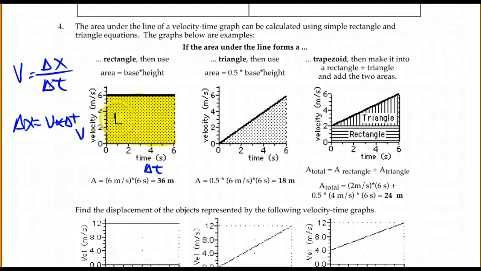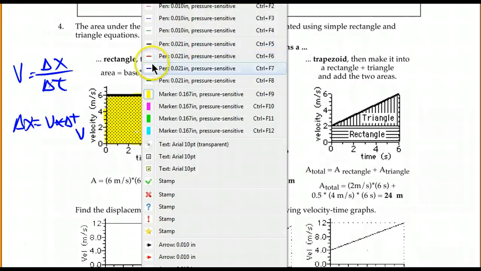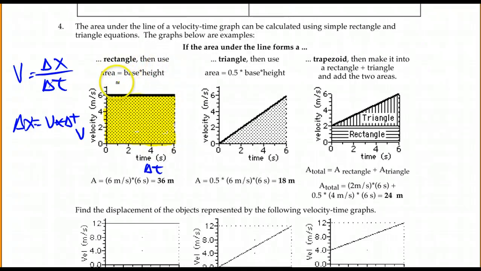Now it's going to be in units, in this case, of meters per second multiplied by seconds, so that'll give us our answer in meters. Here are the three most common possibilities for velocity. The first one is constant velocity, so the velocity is staying the same. It's 6 meters per second. If we multiply that, for the rectangle, base times height, by the 6 seconds, we get 36 meters of distance covered.